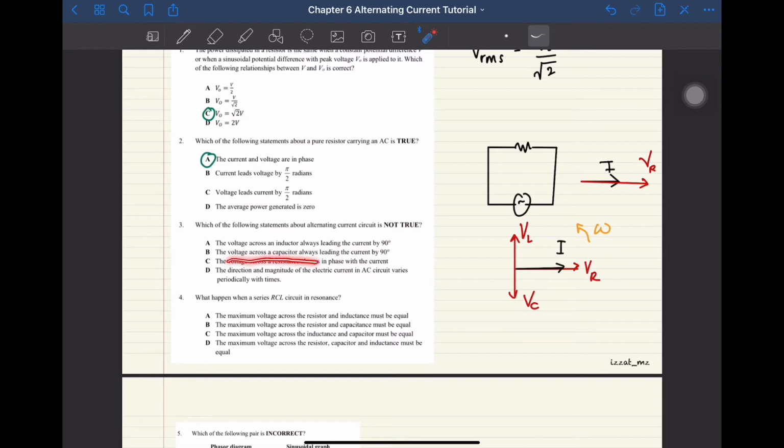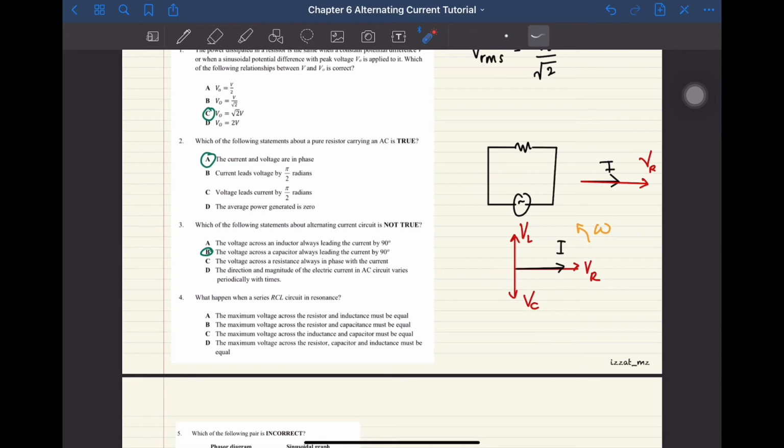The voltage across the capacitor always leads the current. Okay, so this is not true, because you can see clearly here, capacitor and current. If it moves in this direction, current will always lead the capacitor by 90 degrees. C is correct. The voltage across the resistor is always in phase with the current. In phase means it moves together. Direction and magnitude of electric current in an AC circuit varies periodically with time. That one is correct as well. So you have alternating current that varies periodically.